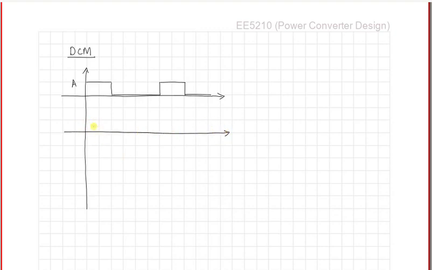So when the switch is on, you will have the current which starts to rise from 0 to a certain value. This is the on time, and before the off period ends for the switch, this current will fall to 0, and then it would remain at 0, and again the cycle would continue. Right, that is the waveform of the inductor current iL of t.